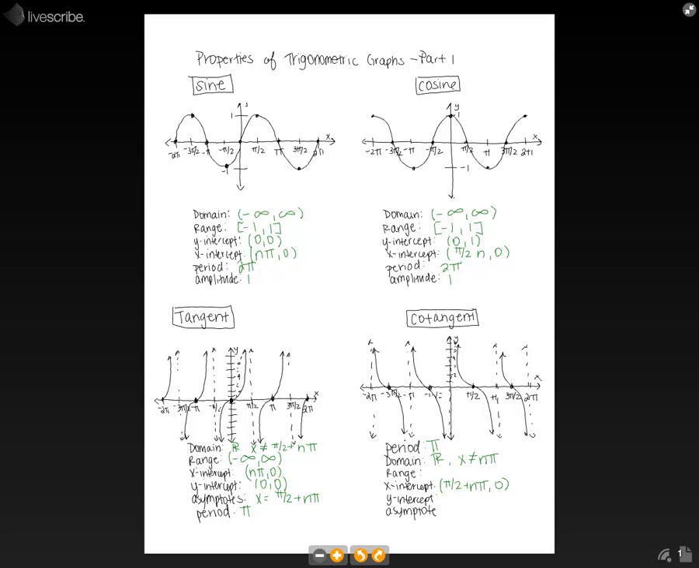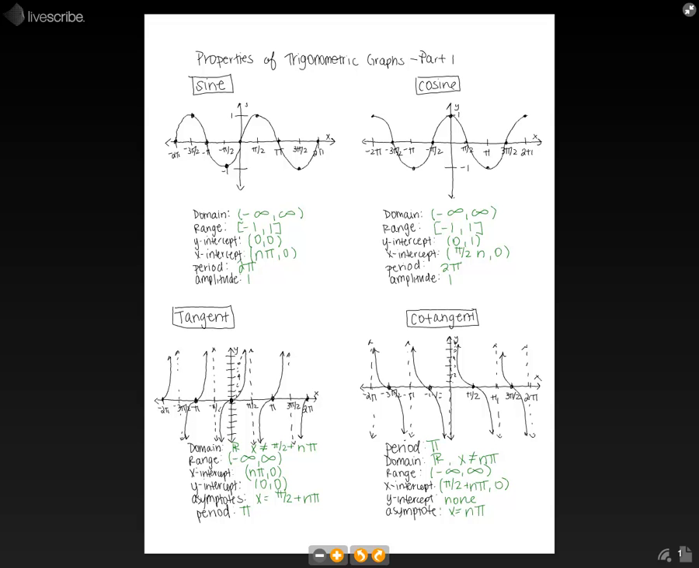The range is from negative infinity to infinity because all values of y are possible. The y-intercept is none because we can see that we have an asymptote along the y-axis, so there'll never be a point there. The asymptote is x equals n times pi, so the asymptotes are on all the multiples of pi.